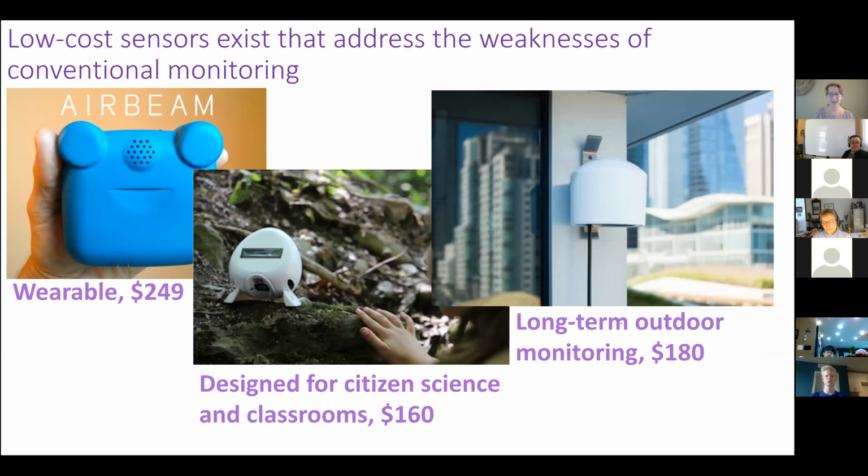And I want to highlight a characteristic of the PurpleAir sensor that is pretty unique compared to these other low-cost sensors. So one of the really good things about conventional air quality monitoring is that it's designed for long-term outdoor monitoring. You might be able to imagine from looking at these other sensors that they're not really set up to be left outside for weeks or months or maybe even years at a time. But the PurpleAir sensor is actually designed to do this long-term outdoor monitoring. So it is kind of a great bridge between these low-cost air quality sensors while also being able to address a lot of the weaknesses of conventional monitoring.